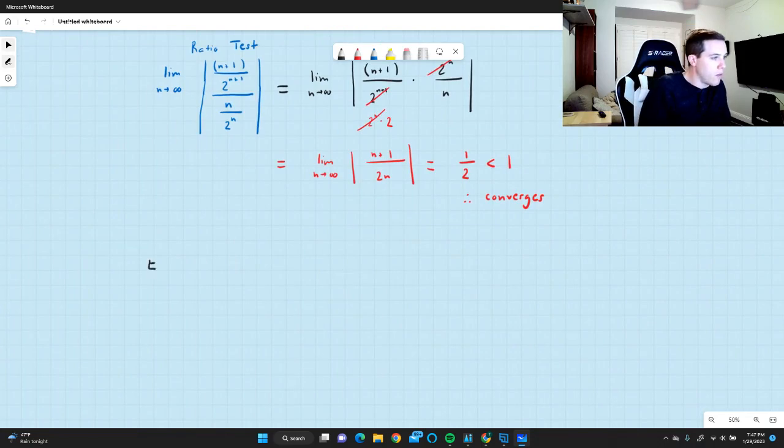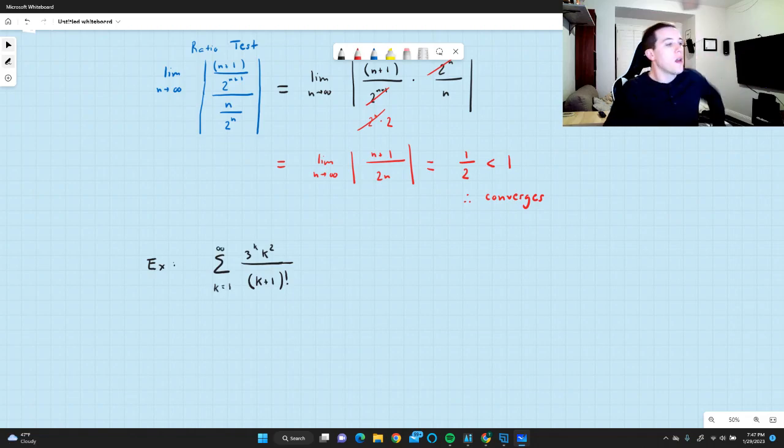Here's a good overall kind of review of everything. So let's say it was this series. 3 to the k squared all over k plus 1 factorial. So this is a cool one. And we'll start at k equals 1 to infinity. All right. So this is a good one.